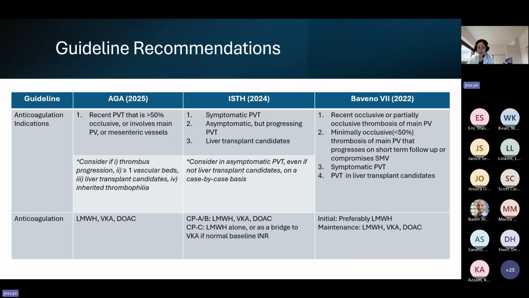For example, AGA suggests not to anticoagulate if chronic portal vein thrombus has complete occlusion and collateralization. At HHS, our practice is most aligned with the ISTH guideline, which was published by Stephanie Carlin in 2024. We anticoagulate symptomatic portal vein thrombus, asymptomatic but progressing portal vein thrombus, and those who are liver transplant candidates or potential liver transplant candidates. For those who are asymptomatic, even if they're not liver transplant candidates, we assess them on a case by case basis, and unless they have bleeding issues or other contraindications, we offer anticoagulation.